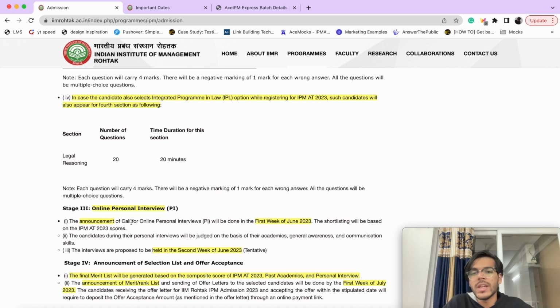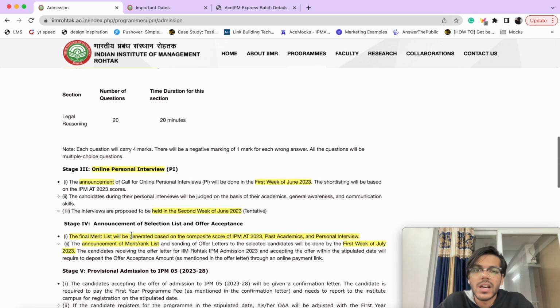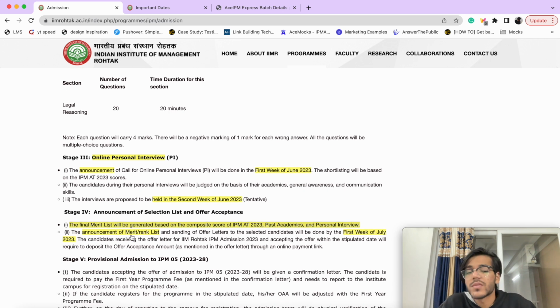So between getting a call for the interview and actually giving the interview, you roughly have about 7 to 10 days of time to prepare for it. That's the usual standard, which we have seen across last years as well. In terms of your final merit list, they have mentioned that the merit list will be generated on the basis of 3 components.